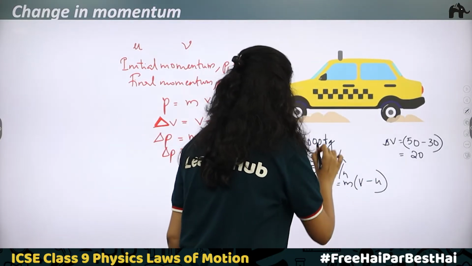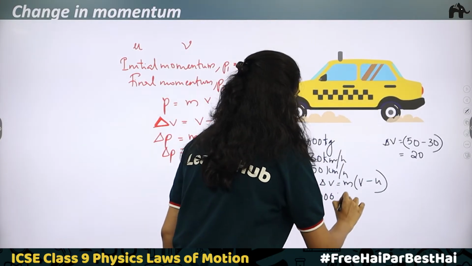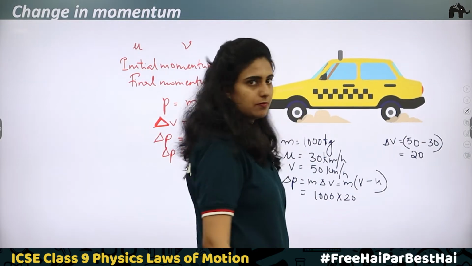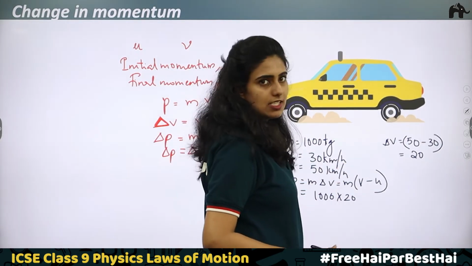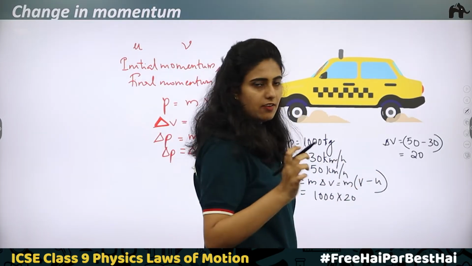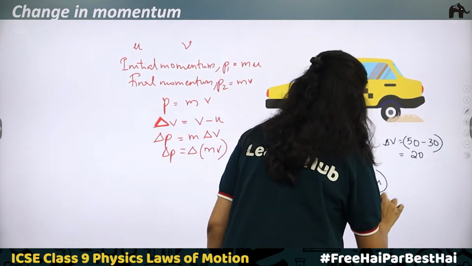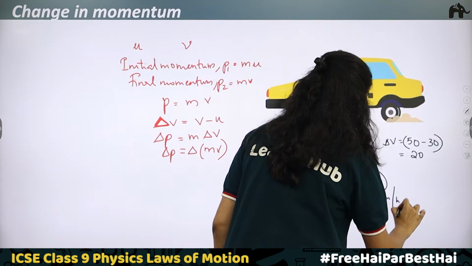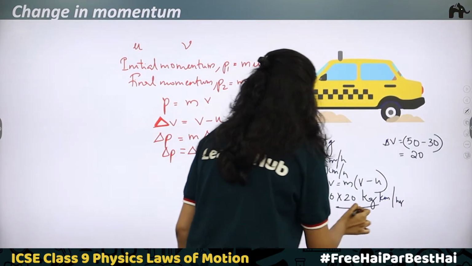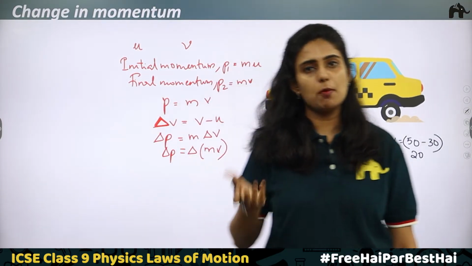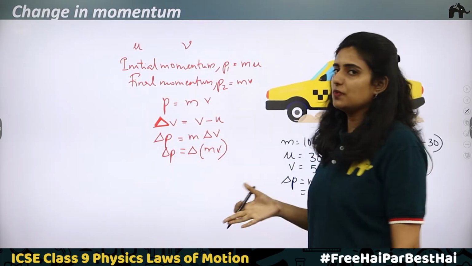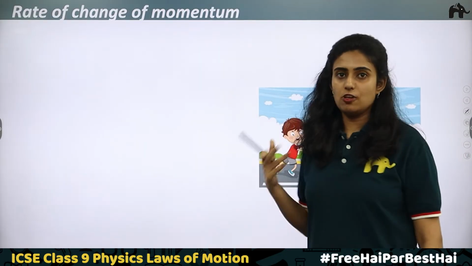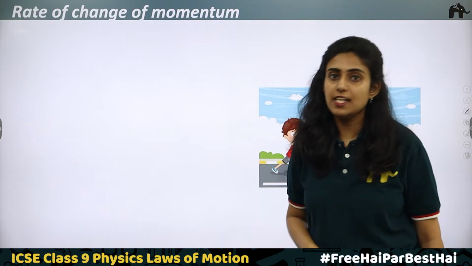So, here mass is 1000 into 20. Mass is in kilogram and the velocity is in kilometer per hour, so kilometer per hour will be the unit in this case. This is how you can find the change in momentum. First, find the change in velocity and multiply it with the mass, and you will get the change in momentum. Rate of change of momentum. So, we know how to find change of momentum.